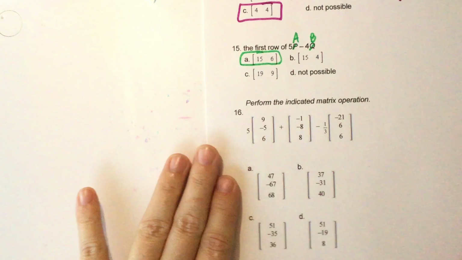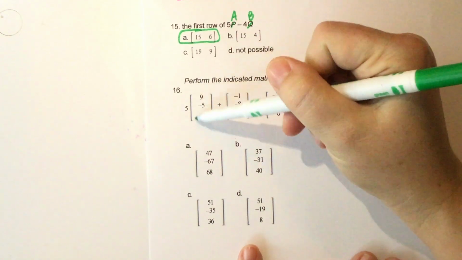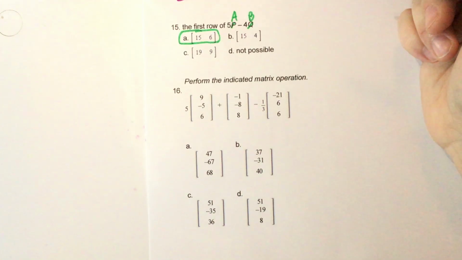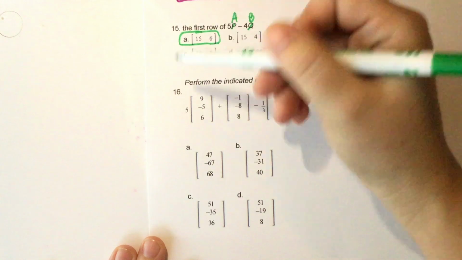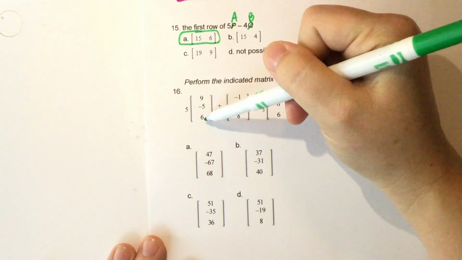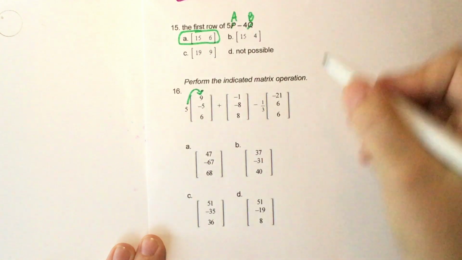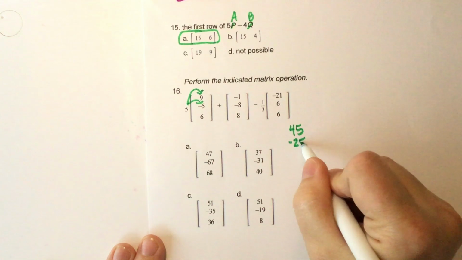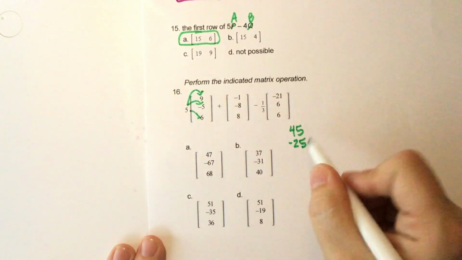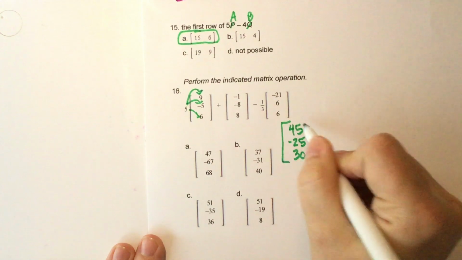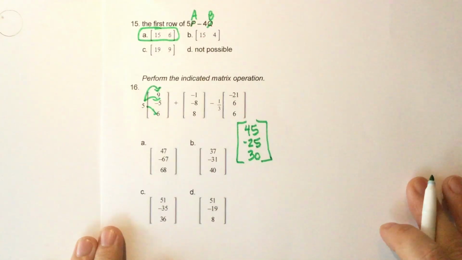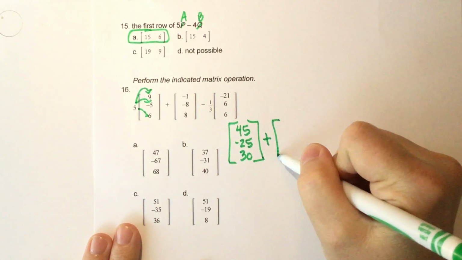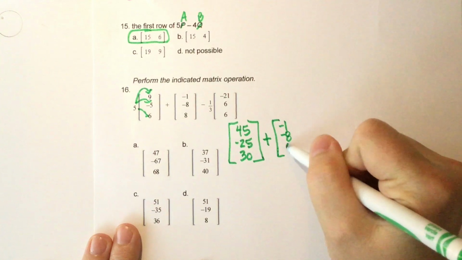Okay, so this one I can put in the calculator too. This could go in matrix A, this could go in matrix B, this could go in matrix C. I'm actually going to do this one by hand, just to do something by hand. So this says take 5 times all these numbers. So I'm taking 5 times 9, which is 45, 5 times negative 5, which is negative 25, and 5 times 6, which is 30. So that's my first matrix. There's nothing to do with the second matrix, so I'm just going to recopy it. So plus negative 1, negative 8, positive 8.